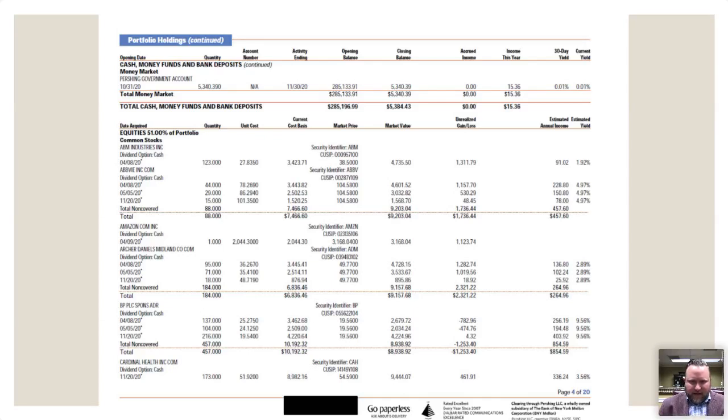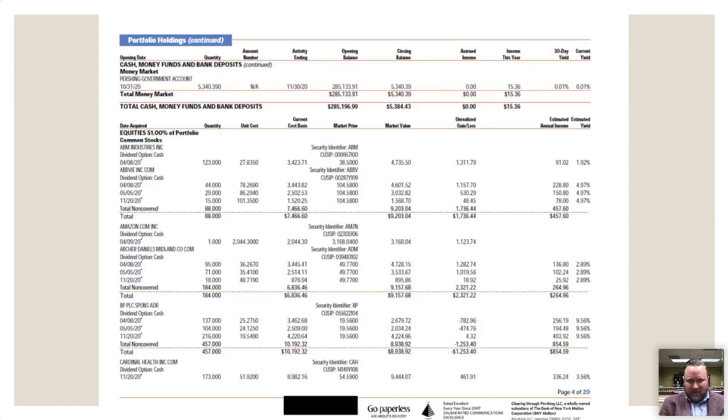Moving over, we've got accrued income. And far right, we have the 30-day yield, and then the current yield at the very far right. 9.56% is the interest, the dividends that BP pays over that period of time. And that's what each of those columns means. You can see it's going to show you that for every stock that you own.